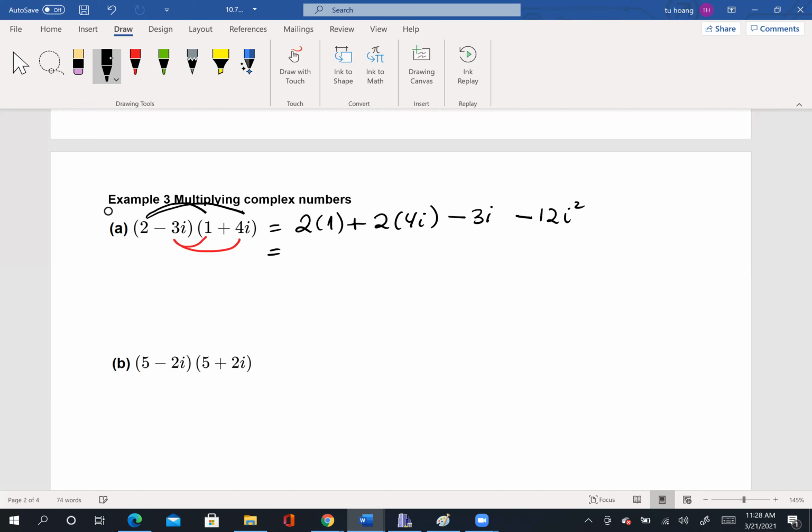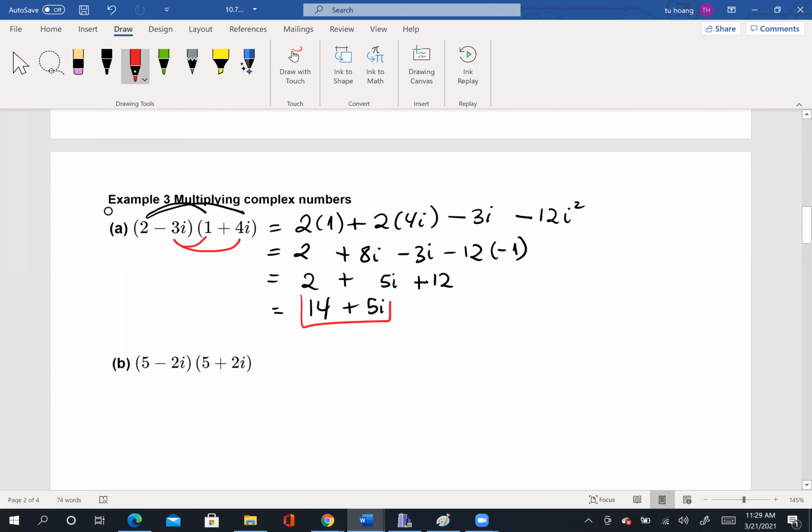Now let's simplify this. I have 2, and plus 8i, minus 3i, and minus 12 times i squared, which changes to negative 1. Okay, so let's do the simplified step. 2 stays, plus 8i minus 3i is 5i. And then this minus 12 times negative 1 is plus 12. So finally, simplifying, we have 14 plus 5i. This is going to be the answer of this problem.